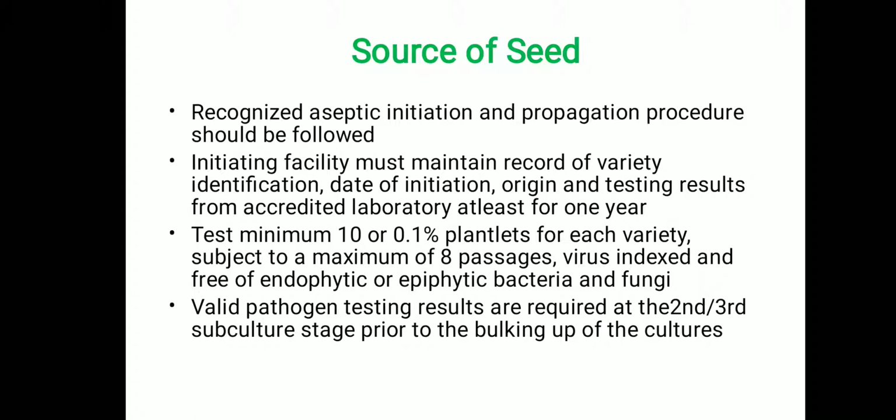These have to be taken randomly and subjected to a minimum of 8 passages. Only 8 passages are allowed for mass multiplication, and virus indexed materials free of endophytic or epiphytic bacteria and fungi are preferable. Valid pathogen testing results are required at the second and third subculture stage prior to bulking up of the culture as a mother plant for further passages.